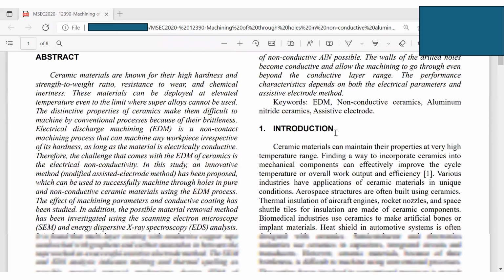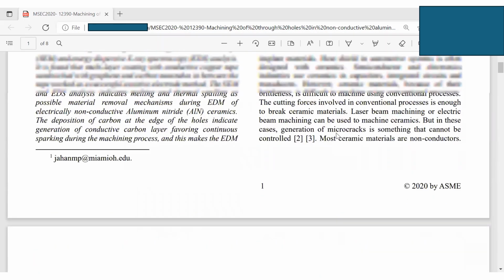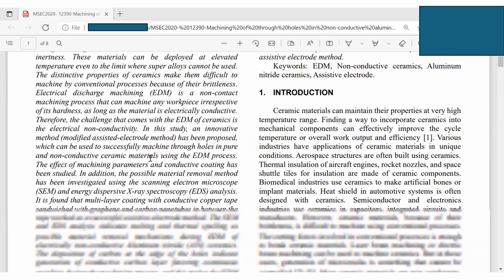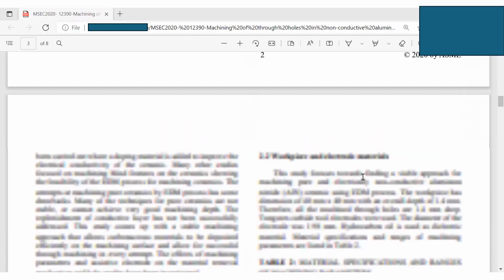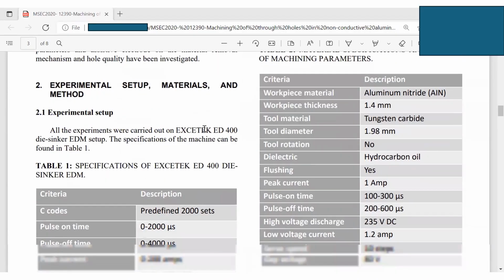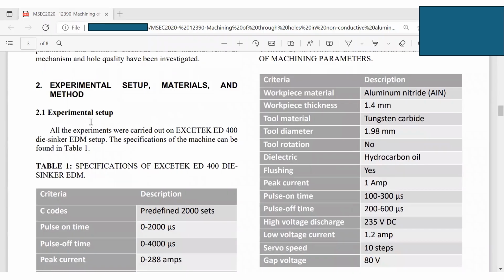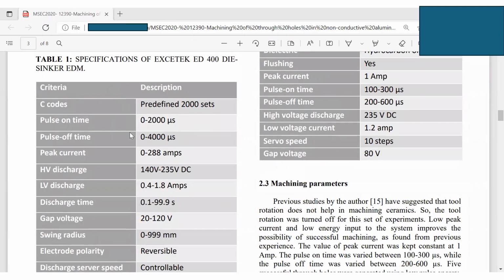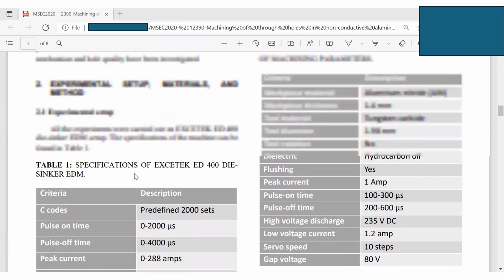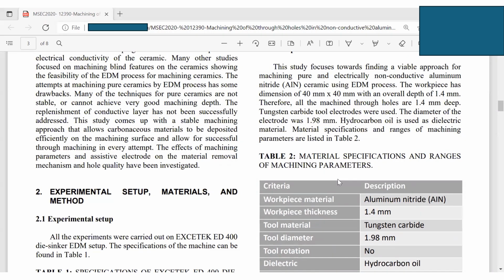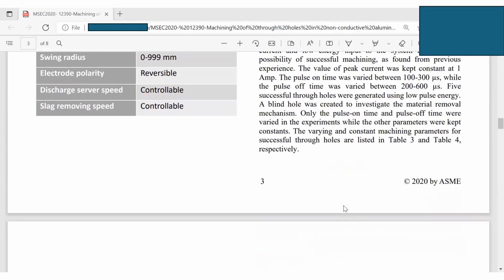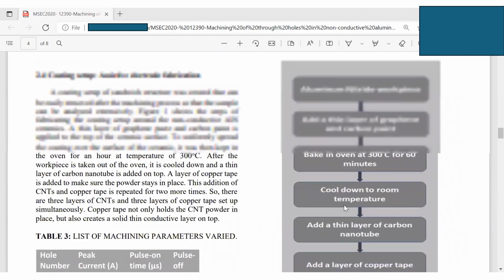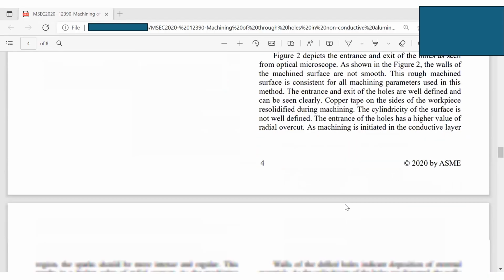How can I do that? So I'm going to show you. For this paper, I want you to read the abstract and introduction. What I want to tell you is how we did this experiment. So this is the experimental setup, the material specification, this is the aluminum nitride and these are its specifications. And then how can we machine it? Here I'm going to show it.